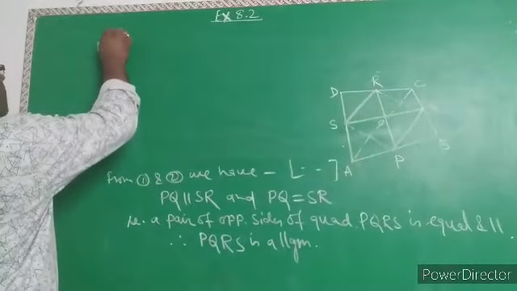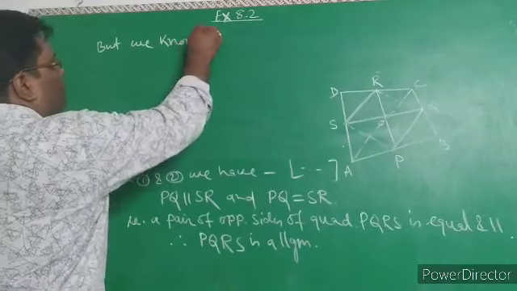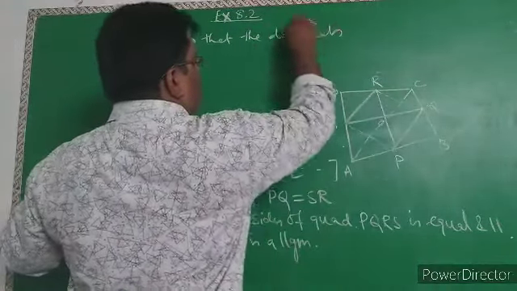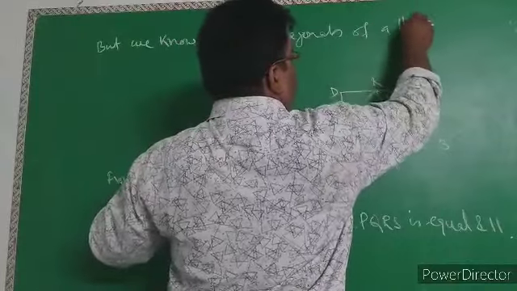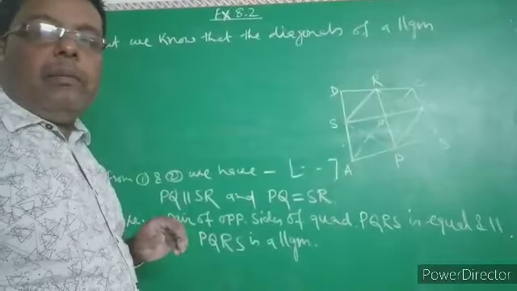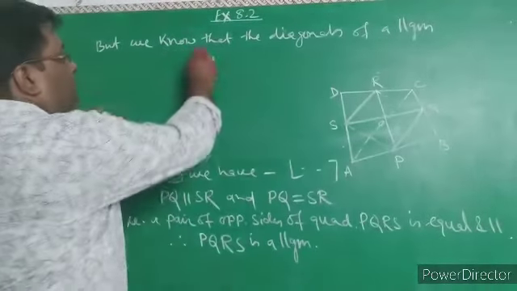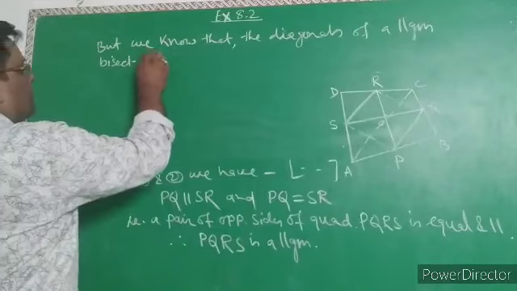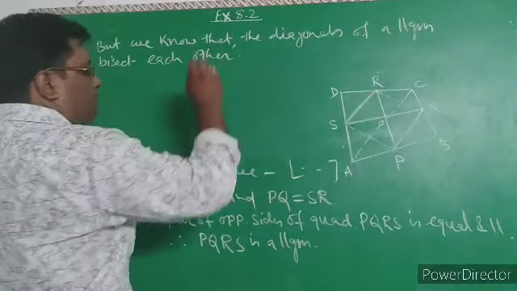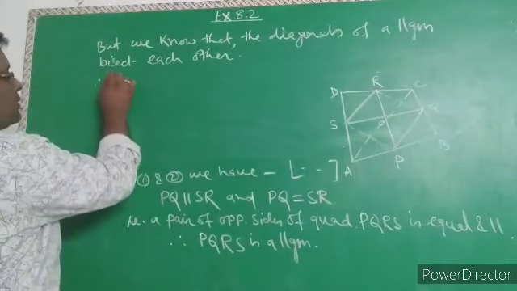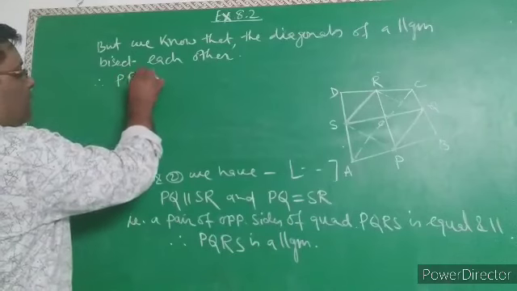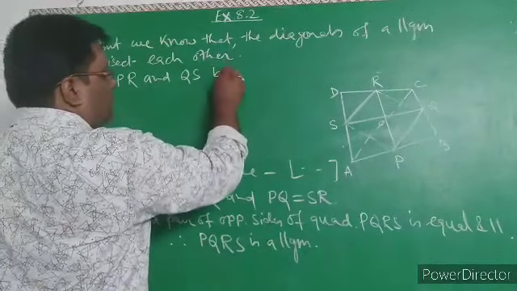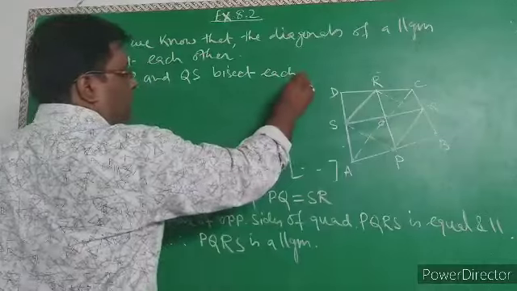Right. But we know that the diagonals of a parallelogram bisect each other. Therefore, PR and QS bisect each other.